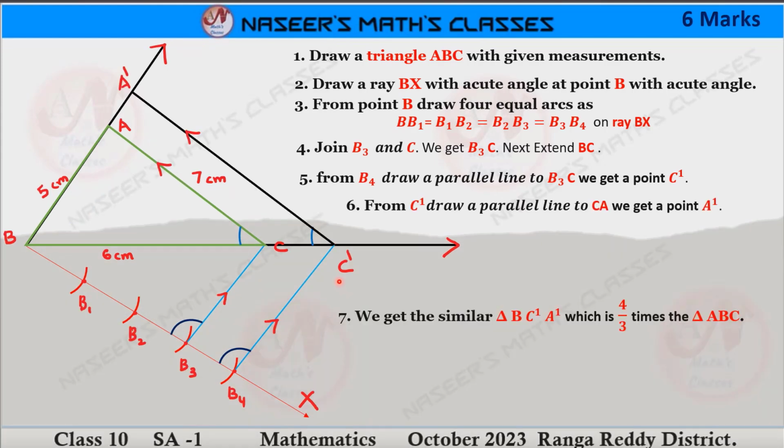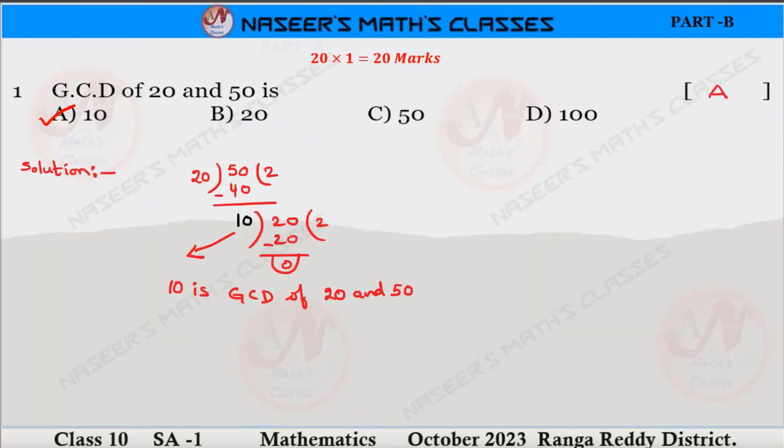We get a point C dash, then join B4 C dash. From C dash we have to draw a line parallel to CA. We get A dash, join C dash A dash. Then we get a triangle A dash B C dash, which is similar to triangle ABC, which is 4 by 3 times of triangle ABC.